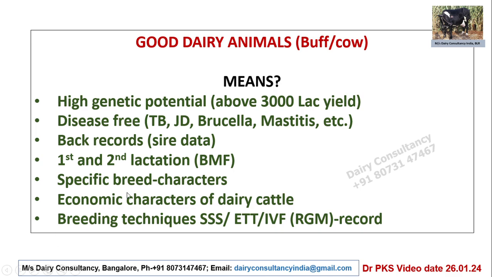The first and second lactation is the requirement for the BMF. The BMF is a scheme implemented by NDDB, a Government of India scheme, where 200 animals or 50 animals have to be inducted in a farm in one year, and they should be of first and second lactation. And look at the specific breed characters.